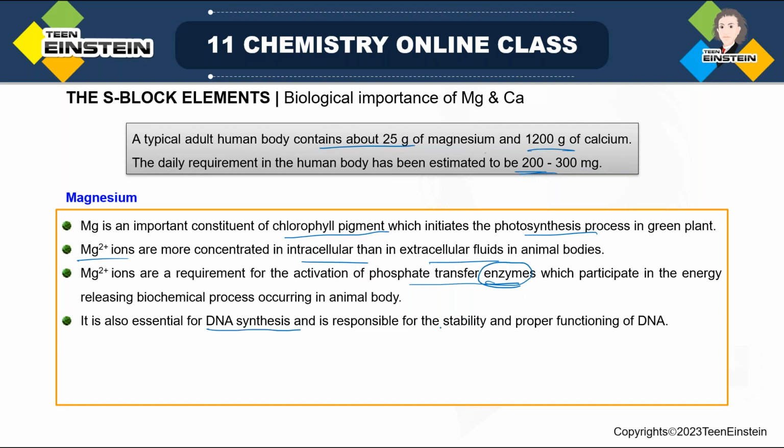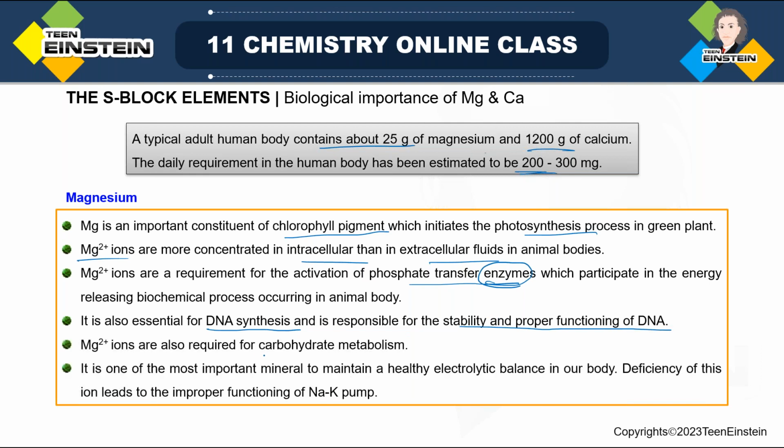It is also essential for DNA synthesis, responsible for stability and proper functioning of DNA. Important for carbohydrate metabolism. One of the important minerals to maintain healthy electrolyte balance in our body. Remember when we discussed MgCl2, there we saw in the uses part that it can be used to remove the deficiency. So it is required in our body for electrolyte balance, and as a source of it, MgCl2 can be taken. If there is deficiency, it will lead to improper functioning of the sodium potassium pump. The primary idea of this sodium potassium pump we have seen in group 1. So magnesium 2+ also has some role. If it is deficient, then this pump cannot work properly.